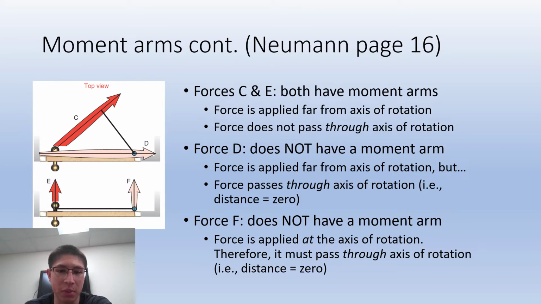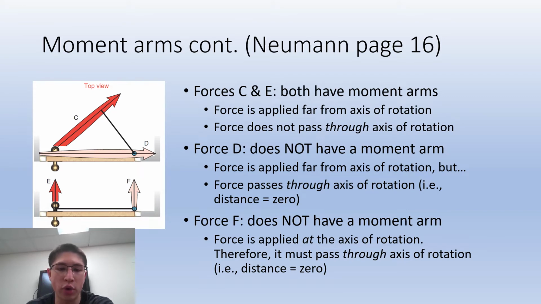This picture here is from page 16 of your Newman textbook, and just to orient you, we're looking at a door, but we're looking down at the door from above. So this is a top view looking down at a door. Here's the handle on the door that you turn and push, and here's the hinge on the door, or the axis of rotation.